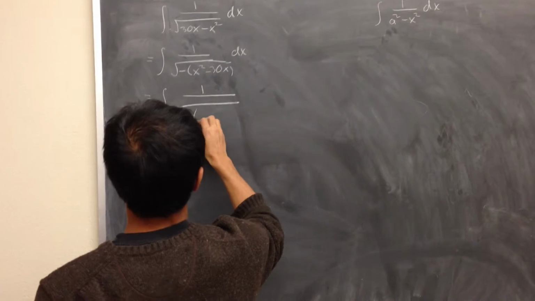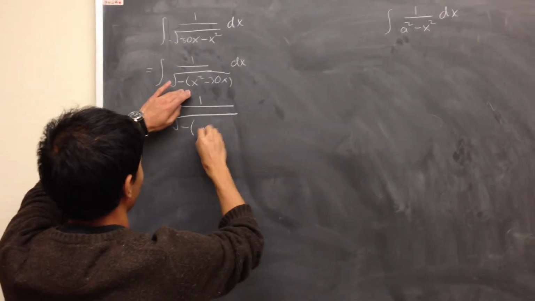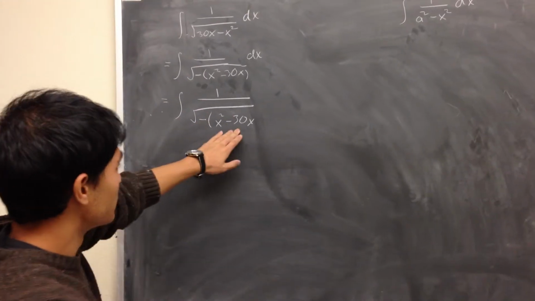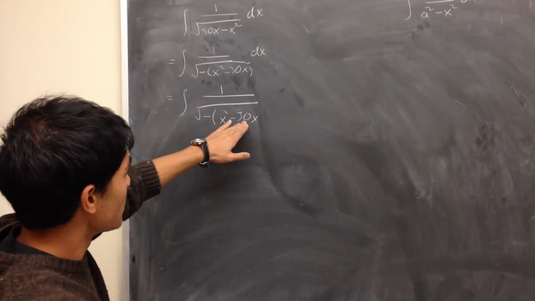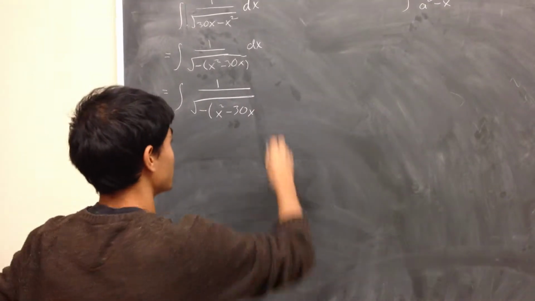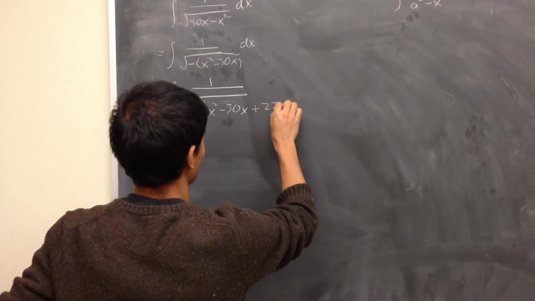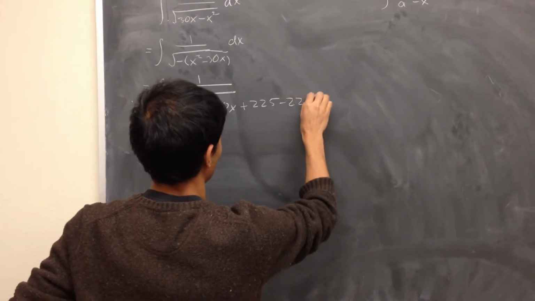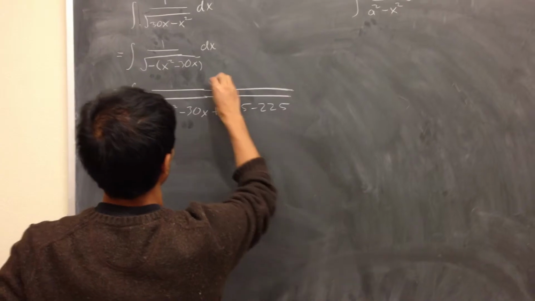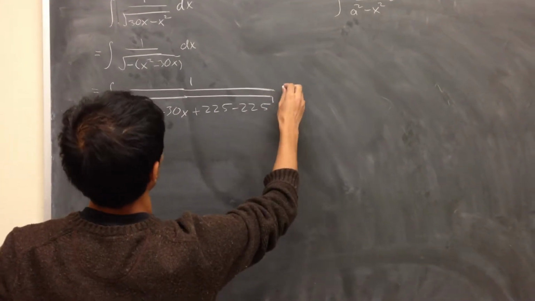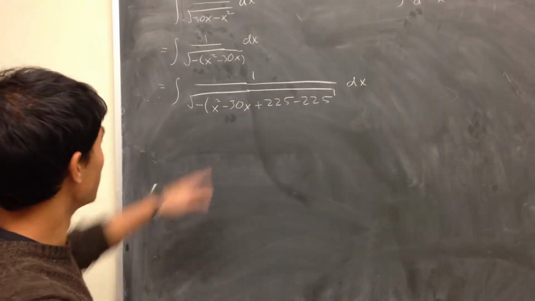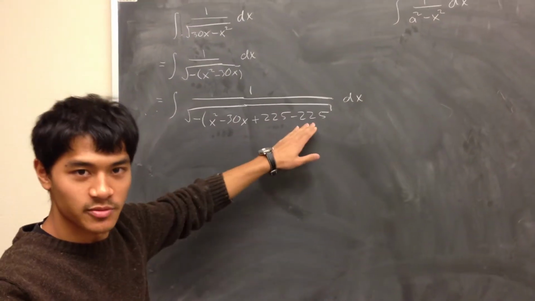To complete the square, we keep our negative, and our x squared minus 30x. To complete the square, we have to add and subtract 15 squared. So that's 225. So that's what we have, dx. We haven't changed anything, right? We just added and subtracted 225.